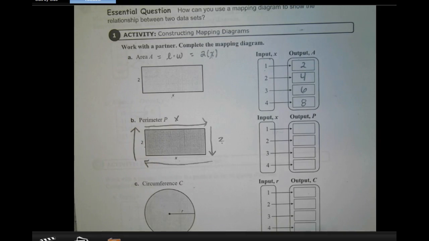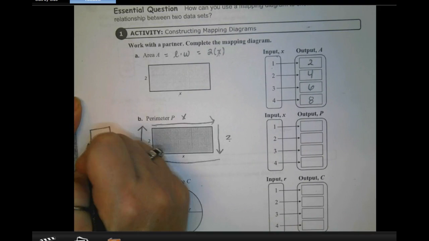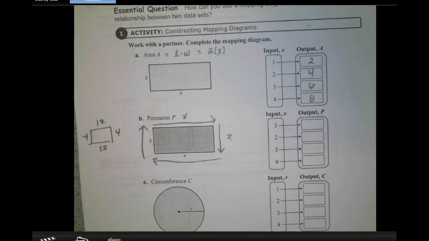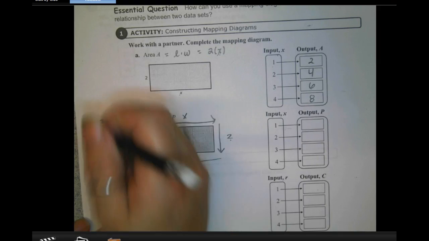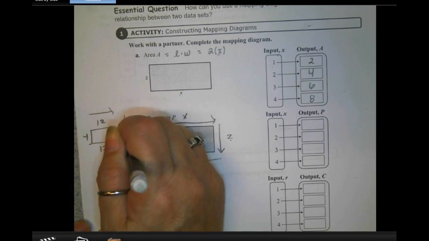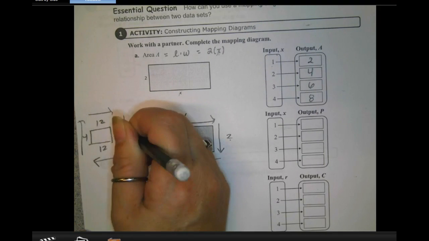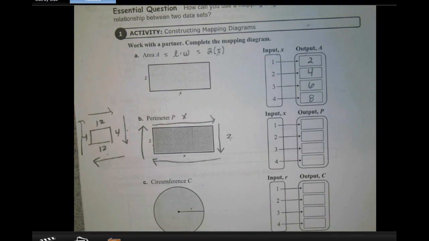Okay, let me give you another example here. This is 12, this is 4, this is 12, this is 4. How do I find the perimeter of this shape? Why am I dividing? I want to know how much it takes to go all the way around. I'm going to go 12, and I'm going to go 4, I'm going to go 12, and I'm going to go 4. What operation do I need to do in order to find the total distance? Say it again, Matthew. I need to add.